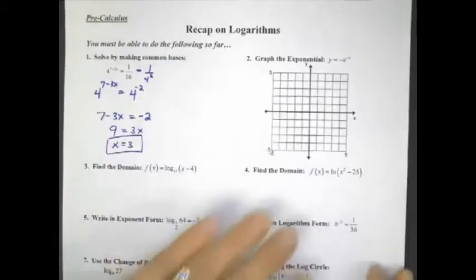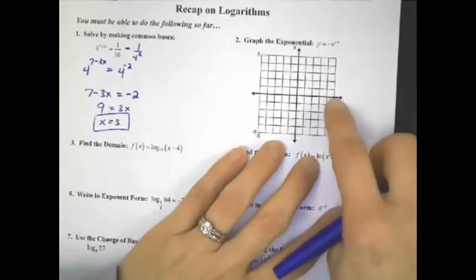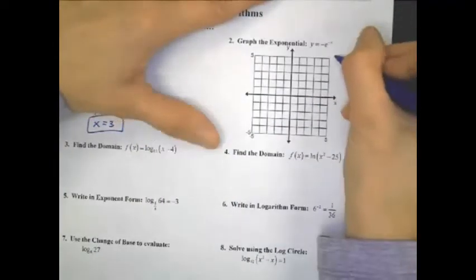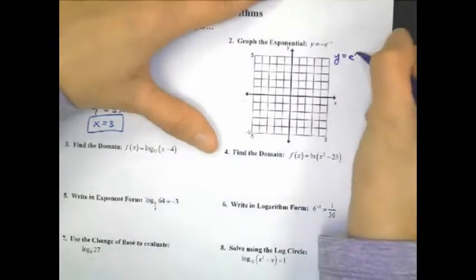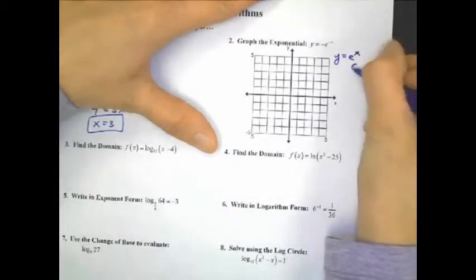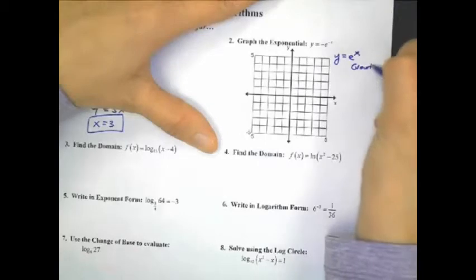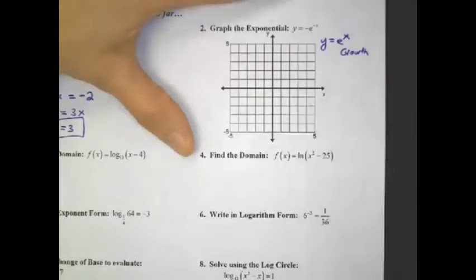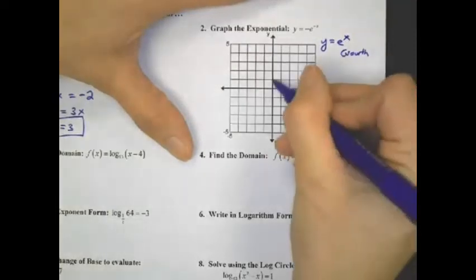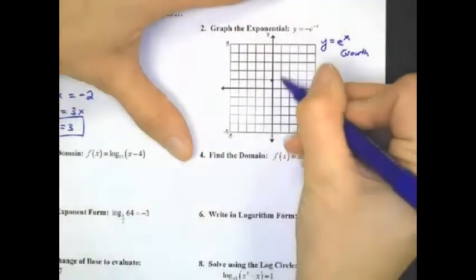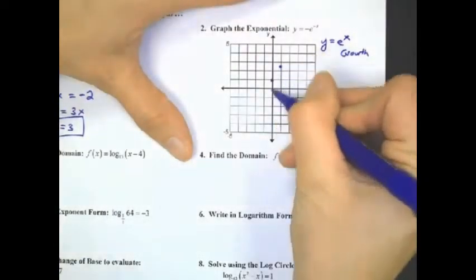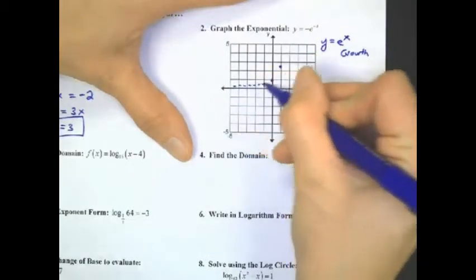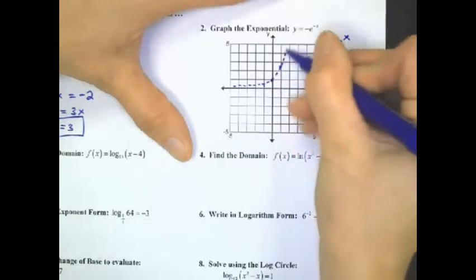Okay? The second thing you must be able to do is graph exponential functions. I'm going to graph a basic y equals e to the x. E to the x is exponential growth, because the base is more than 1. It's 2.7. So the special points would be 0, 1, 1 comma 2.7, and then -1, 1 over e. So here is the basic exponential growth, e to the x.